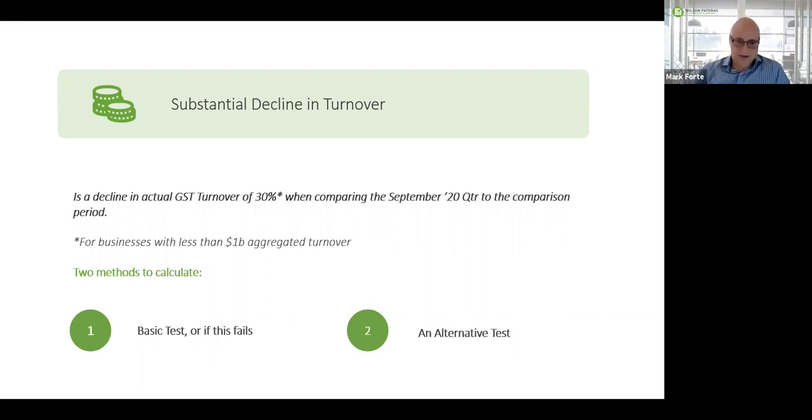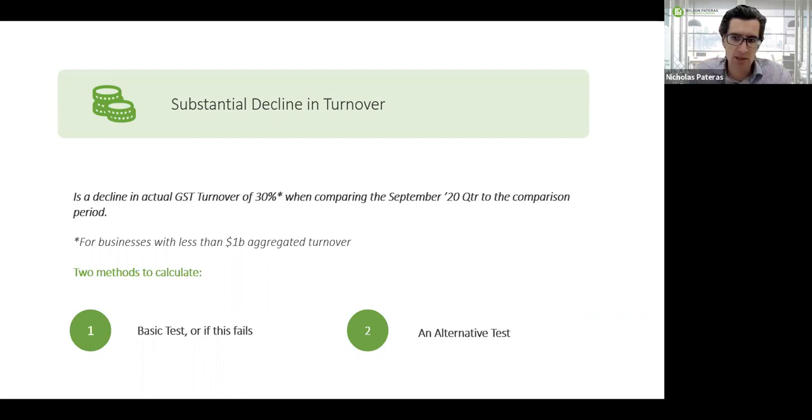Then we use two methods to calculate whether you're eligible for JobKeeper. The first method is the basic test, and the second method is an alternative test. So the question is, if you satisfy the basic test, do you have to consider the alternative test? Sounds a bit of a silly question, but the answer is obviously not. Once you meet the basic test and pass JobKeeper with that test, you don't even have to consider those other 7 tests I've mentioned before at all. So we'll move on to the next slide.